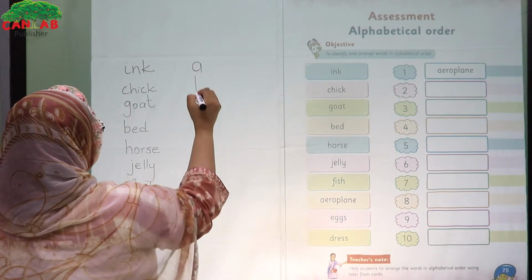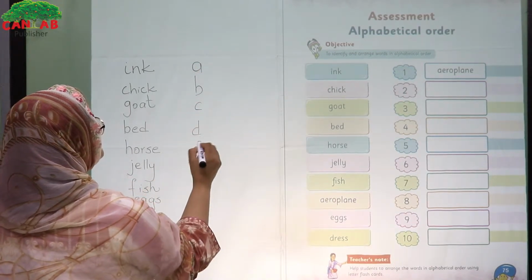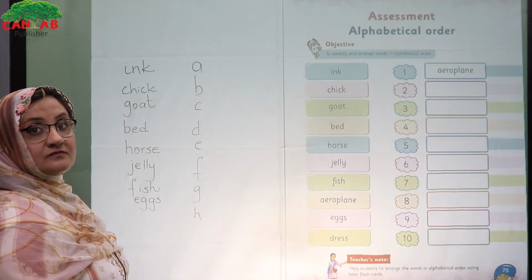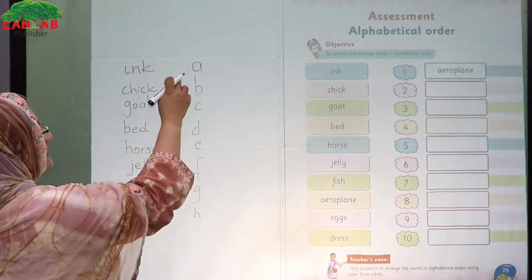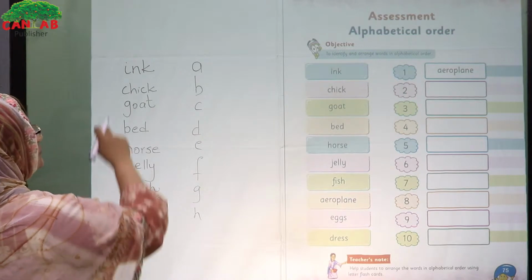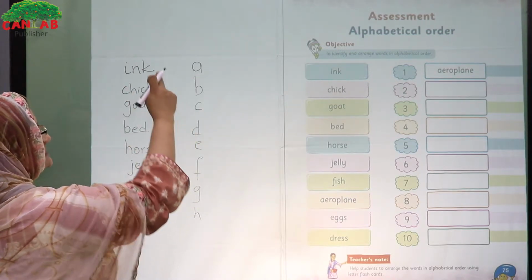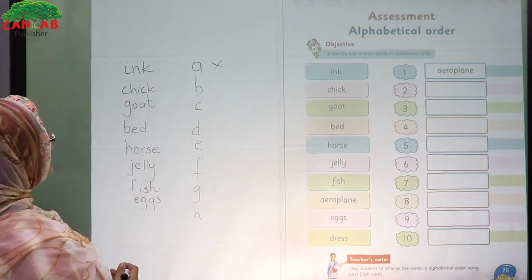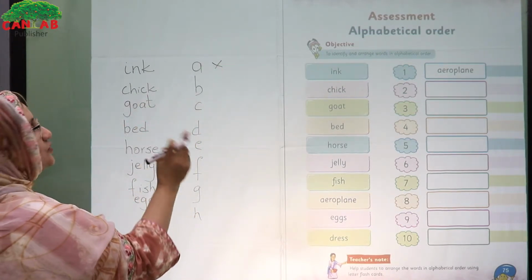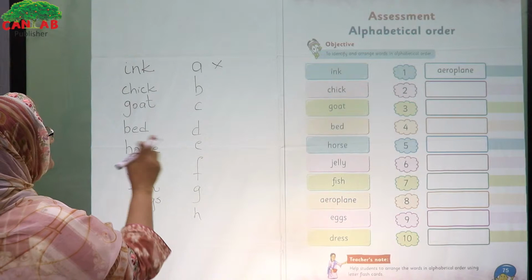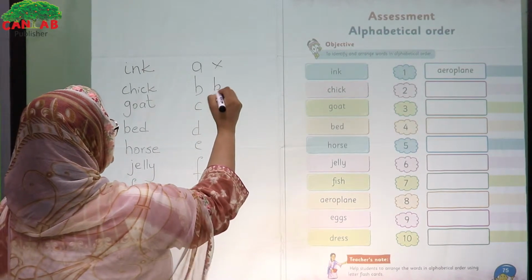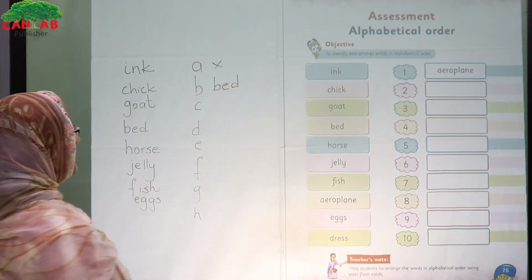Are you ready? Now you can help them, or you can ask another student to write down letters here: C, D, E, F, G, H. Now help them to find the word beginning with letter A. Is there any word beginning with letter A? No. Is there any word beginning with letter B? What is this? Where is it? This one. Bad. You can ask a student to come and write down the word bad.